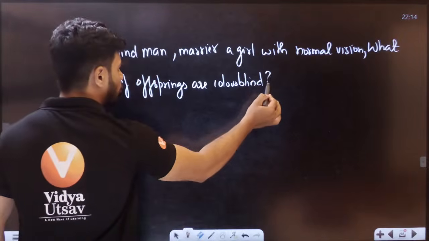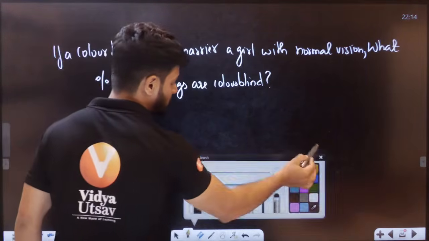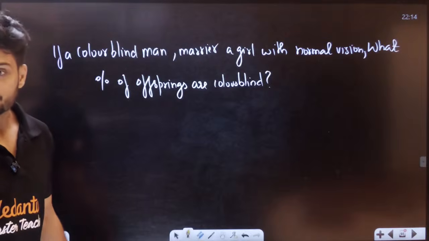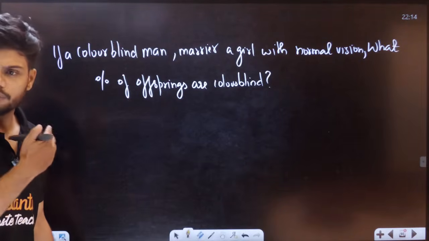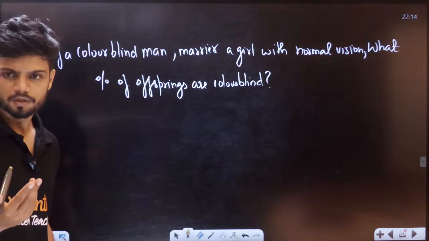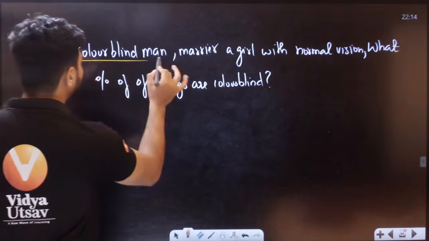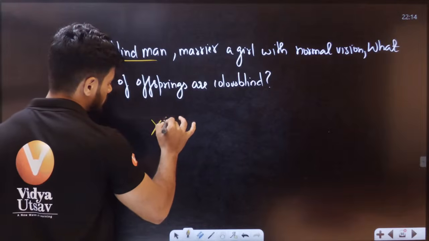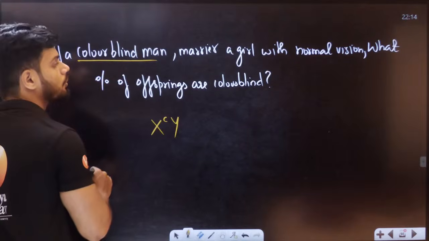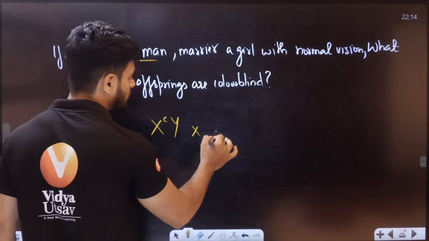Now, how do you solve this question, students? Very simple. You will get these notes on Telegram, I'll upload them directly. Now, colorblind man means what? The person is colorblind, C on top. Normal vision means this.